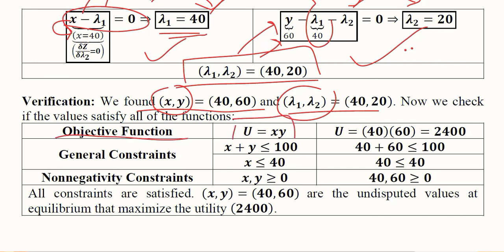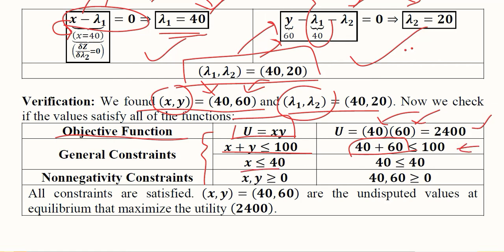This was the objective function. If I put the value of x and y, then the answer will be 2400. So this is the maximized utility if we consume 40 units of x and 60 units of y. And these are the general constraints. The first constraint was this. So if we add these two values that we found of x and y, it will be either equal to 100 or less than 100. So it is equal to 100.